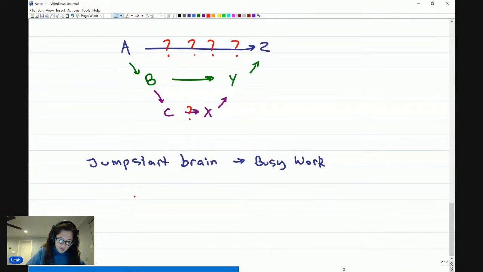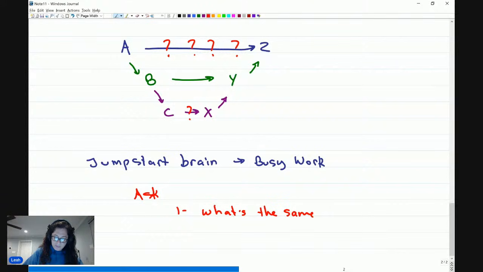I want you to ask yourself 2 questions. And with these questions, you can literally mark up your molecule to find the answer, so it's not going to require a lot of extra thinking. Question number 1, you're going to ask on any synthesis problem, what's the same? And question number 2, you're going to ask what's different. I don't want you to memorize a million things to start. This is all you're looking for. This is the busy work.